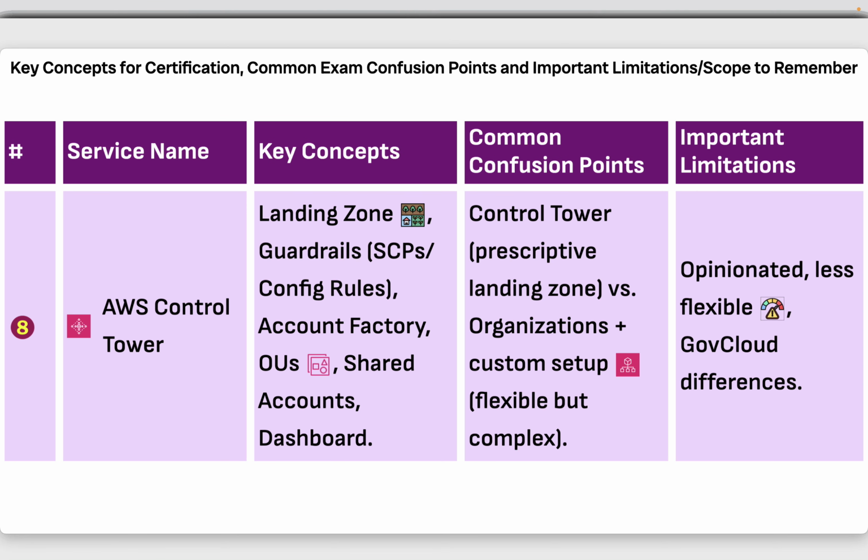AWS Control Tower. Key concepts are landing zone, guardrails through SCPs and Config rules. Then we have Account Factory, organizational units, shared accounts, and a dashboard. Exam confusion points can be Control Tower, which is for prescriptive landing zone, versus AWS Organizations plus any kind of custom setup, which is more flexible but complex.